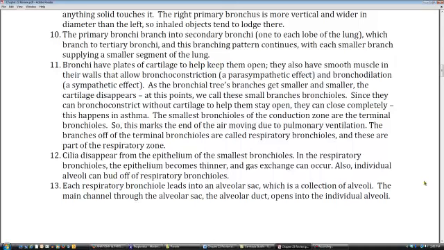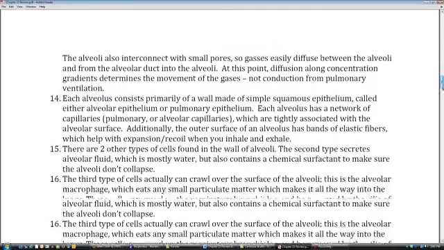When you get to the respiratory zone, you're at the respiratory bronchiole, which is the opening into an alveolar sac. An alveolar sac is a collection of alveoli. Think of each alveolus as being like a single grape, and the alveolar sac as being a cluster of grapes. The main channel through the alveolar sac is called the alveolar duct, and it opens into each individual alveolus.